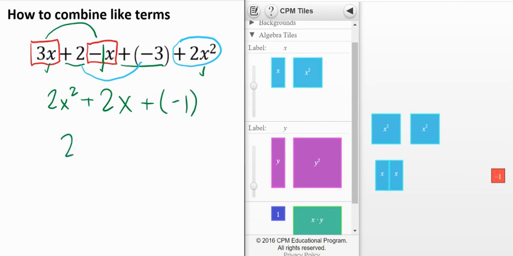And again, we could write that as minus 1 instead of plus a negative 1. That'd be the same thing. So again, you can use the tiles, or you can group the like terms using different shapes.